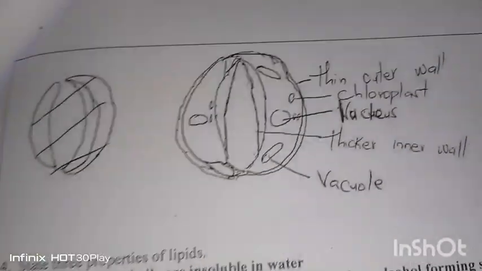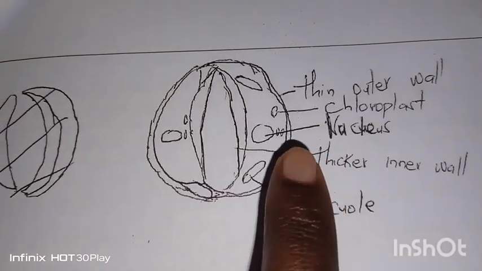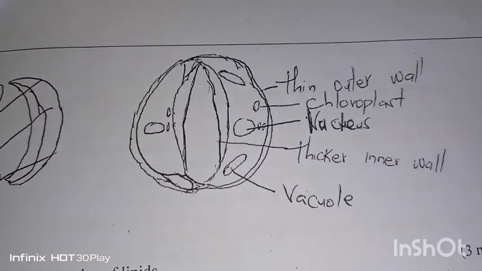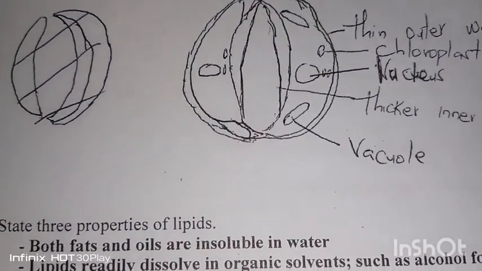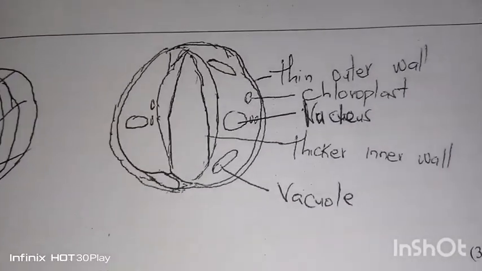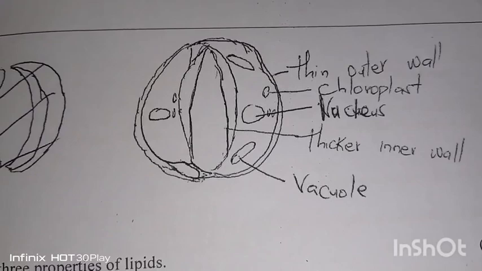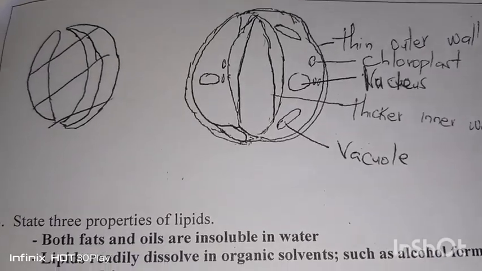So the guard cell looks like that. Here it's the stoma, here is one guard cell, and here it's another guard cell. Remember, guard cells are bean-like structures, or they have a bean-like shape. They have the thin outer wall, they have chloroplast, they have nucleus, they have thicker inner walls, and they also have the vacuole.